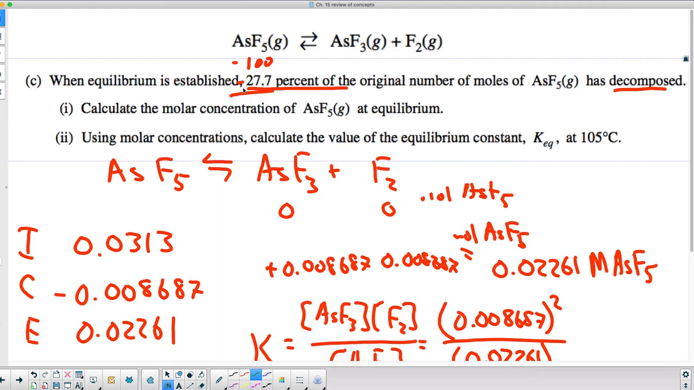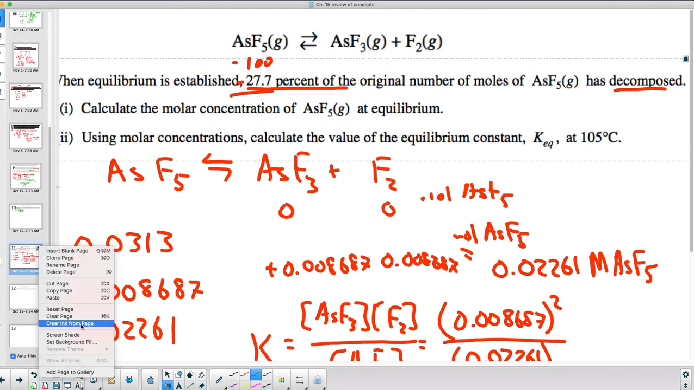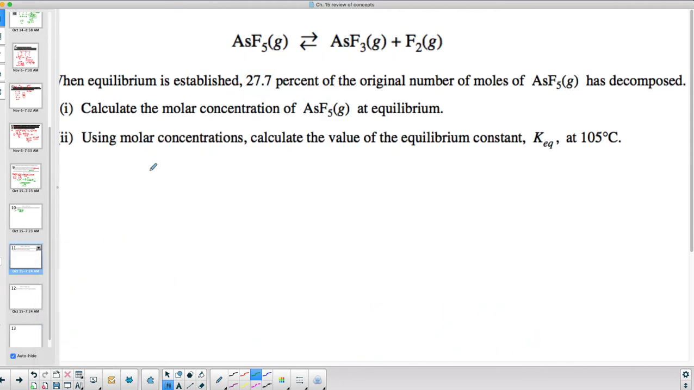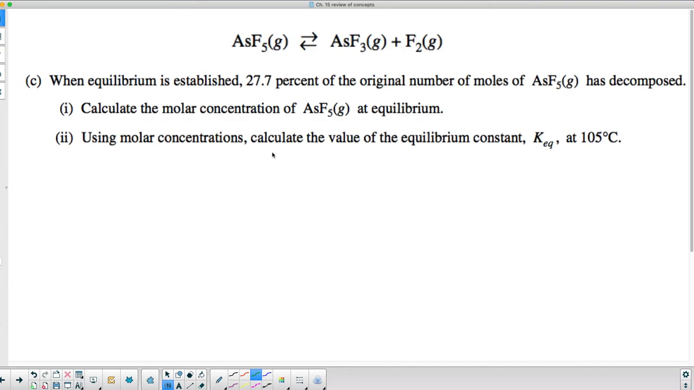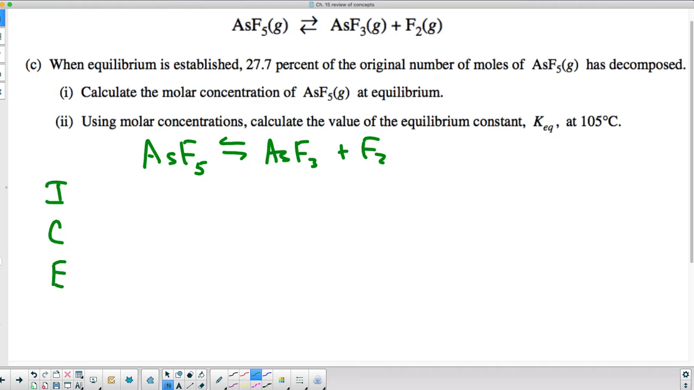Okay, I need to reset this page. So an equilibrium is established. This is a different kind of problem. We're used to ICE problems. This is going to be AsF5 going to AsF3 plus F2. I'm used to ICE problems where I have X as my change, but this tells me the change.